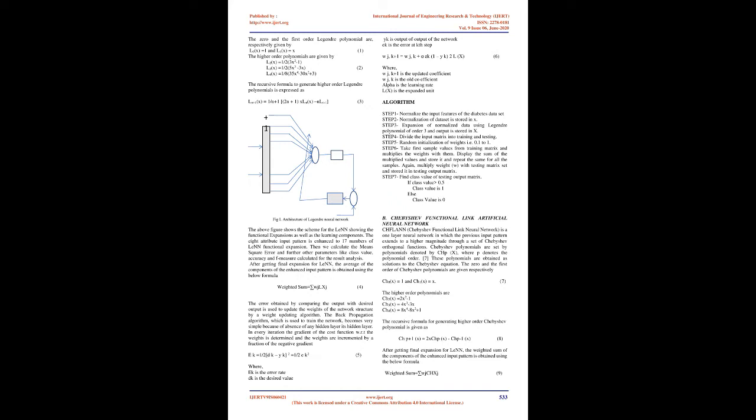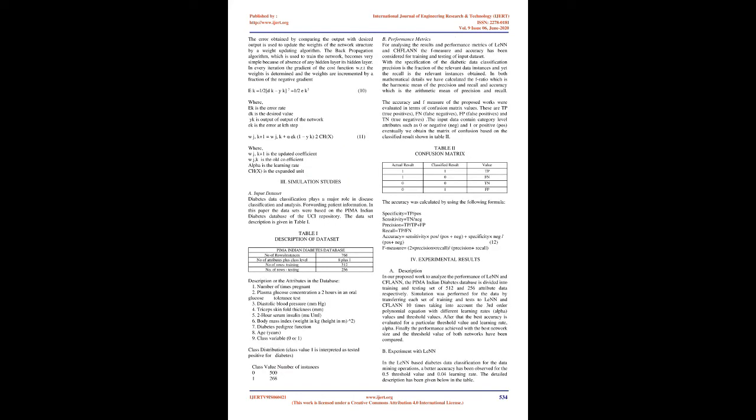The error obtained by comparing the output with the desired output is used to update the weights of the network structure by a weight updating algorithm. The backpropagation algorithm, which is used to train the network, becomes very simple because of the absence of any hidden layer. In every iteration the gradient of the cost function with respect to the weights is determined and the weights are incremented by a fraction of the negative gradient.